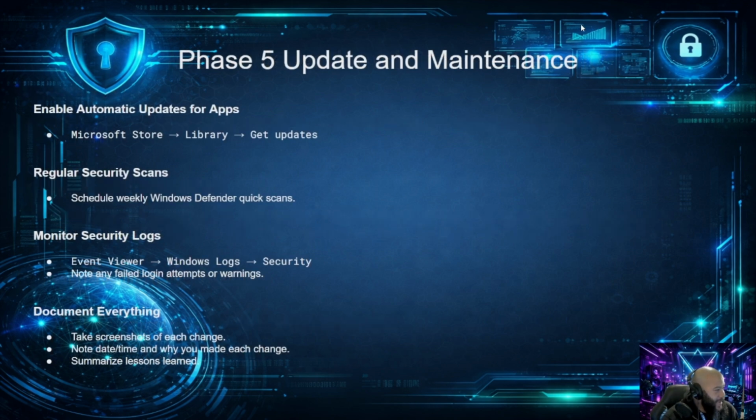All right, phase 5. Update and maintenance. Enable automatic updates for apps. We're going to go through our Microsoft Store and make sure we got all of our updates going. Regular security scans. Schedule weekly Defender quick scans. You can go through security logs, make sure everything is good there.